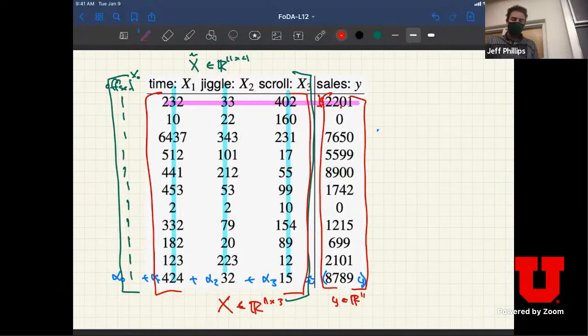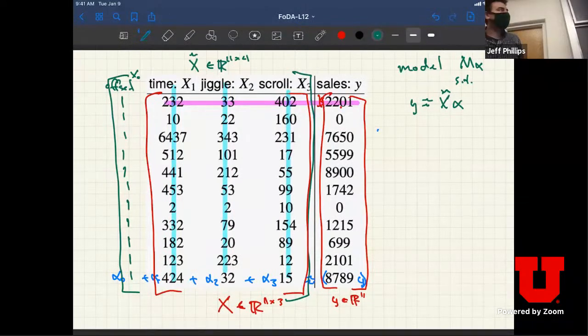Okay, and so ultimately I want to build a model. My model is going to depend on alpha, such that we're going to be able to write that Y should be approximately X tilde times alpha. Okay?